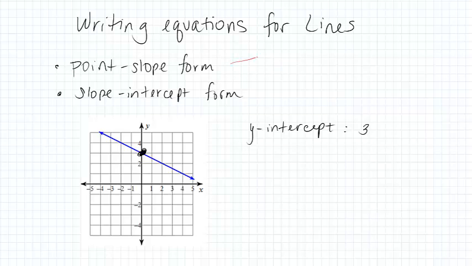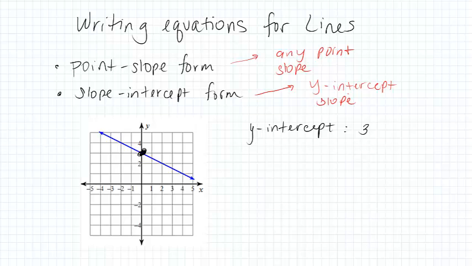Point-slope form asks for any point and the slope, while slope-intercept form requires that the point that you know is the y-intercept and that you also know the slope. So which form should we use?